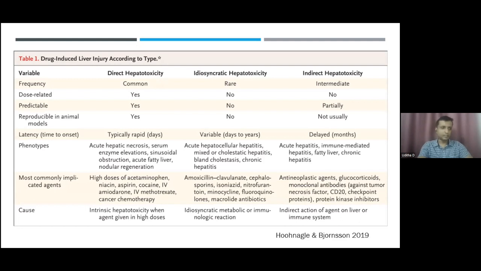And of course, the third category is indirect hepatotoxicity, which is hepatotoxicity due to an indirect mechanism of the drug, which is usually delayed. For example, glucocorticoids causing fatty liver and liver fibrosis. And of course, these new biologics causing indirect hepatotoxicity, either by a direct side effect of the drug or by an immune-mediated mechanism. So these are the three main categories of hepatotoxicity in drugs.